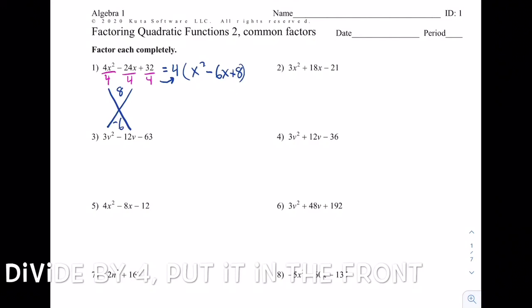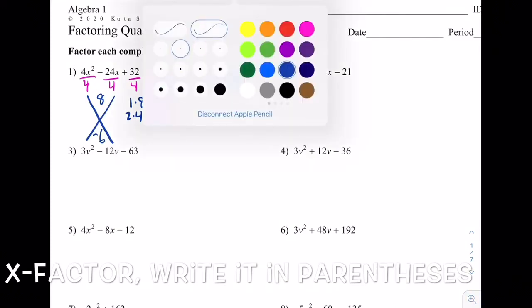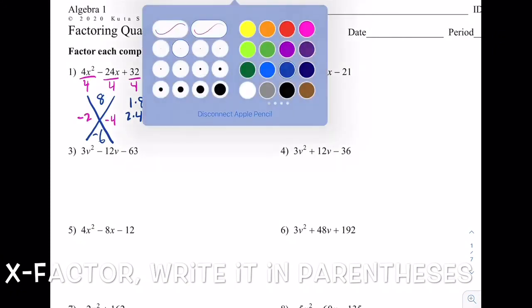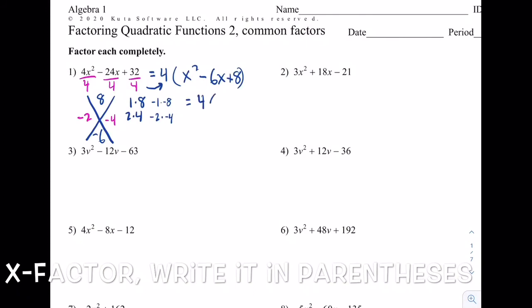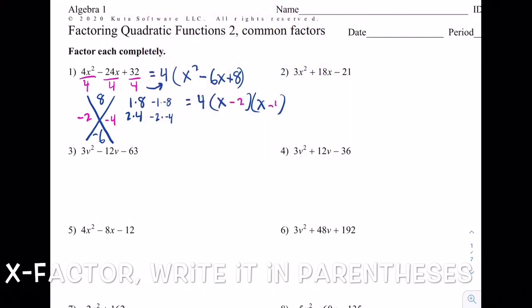So 8 and negative 6. We're going to multiply to 8, add to negative 6. You're going to have 1 times 8. That doesn't add to negative 6. 2 times 4 doesn't add to negative 6, but you can make them negative. Negative 1, negative 8 doesn't add up, but negative 2 times negative 4 does add to negative 6. So our two numbers are negative 2 and negative 4. So our factored form is going to be 4 parentheses, x, and the two factors that we got were negative 2 and negative 4. So that's our factored form.